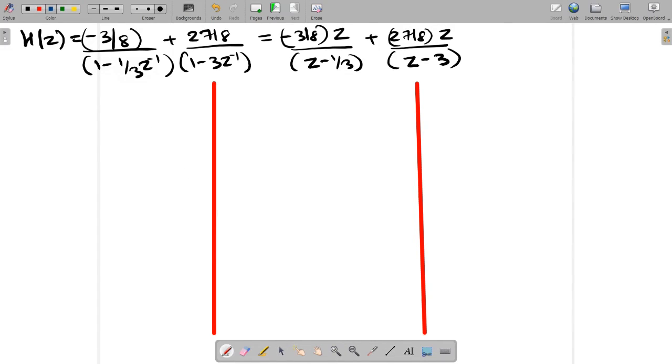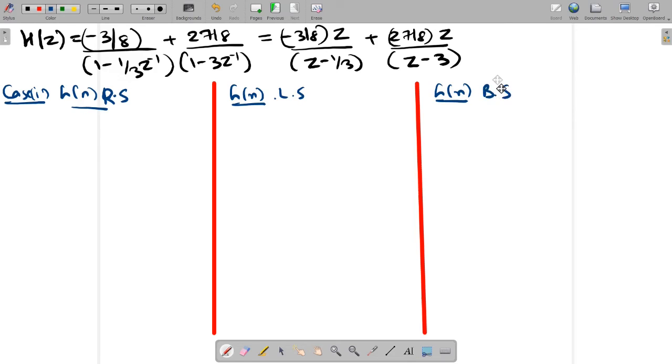So my case 1 will be when h of n is right sided, when h of n is left sided, when h of n is both sided. Fine. So if it has to be right sided, both these parts should be right sided.